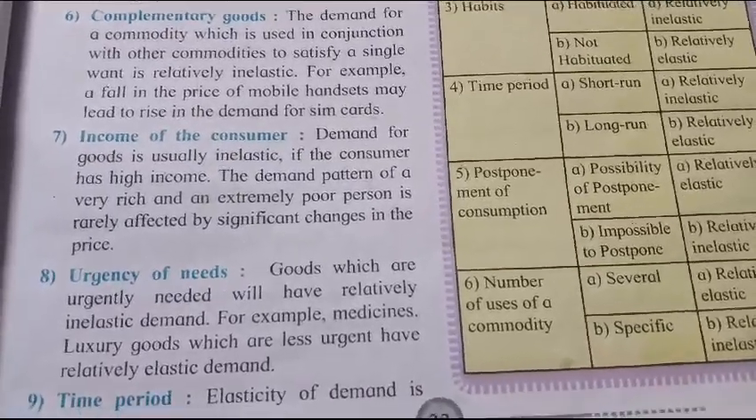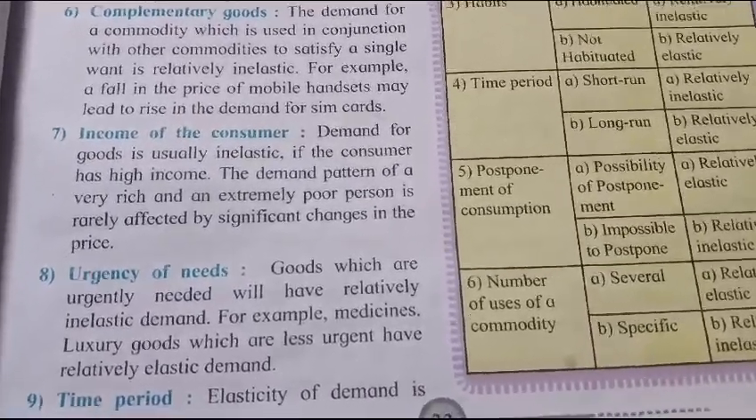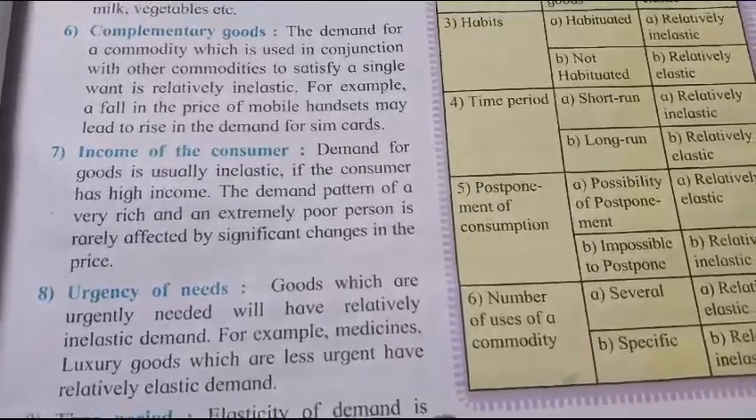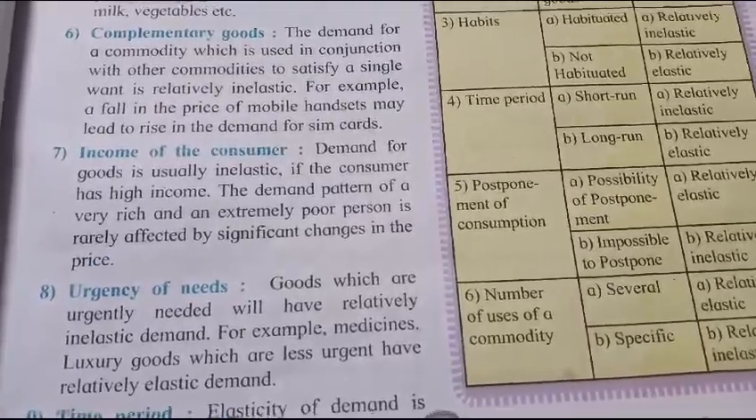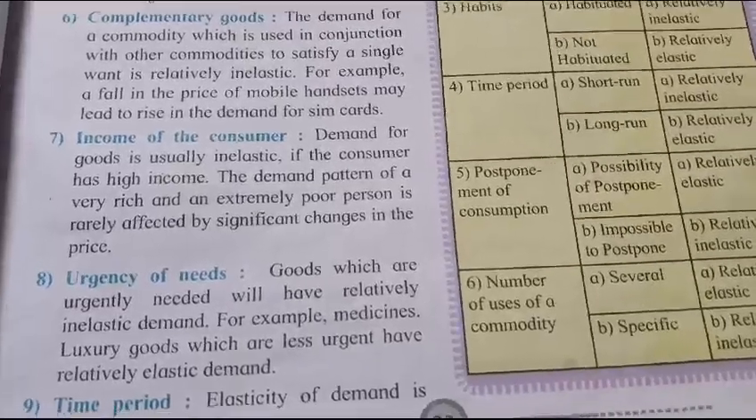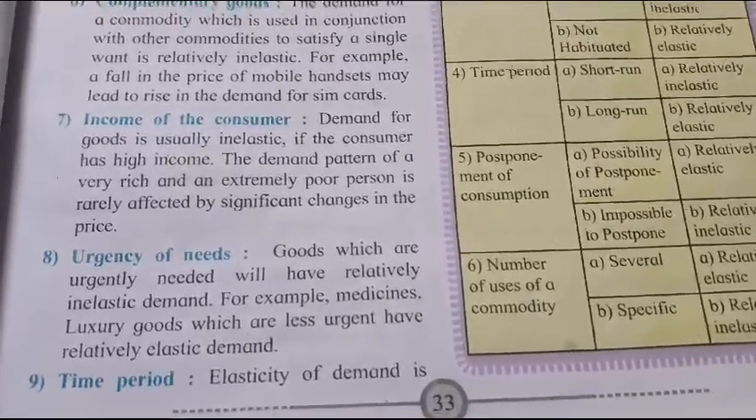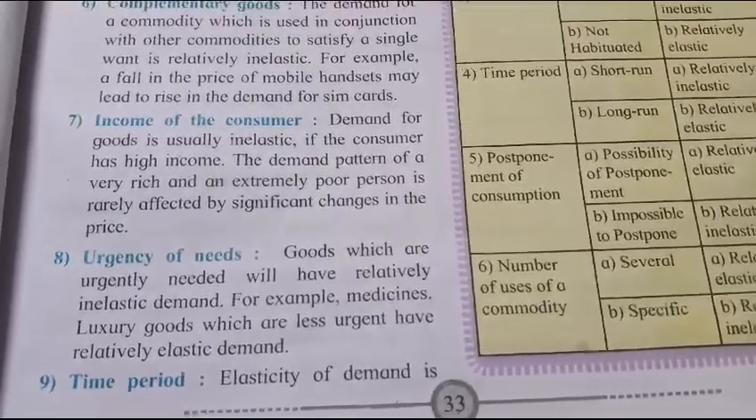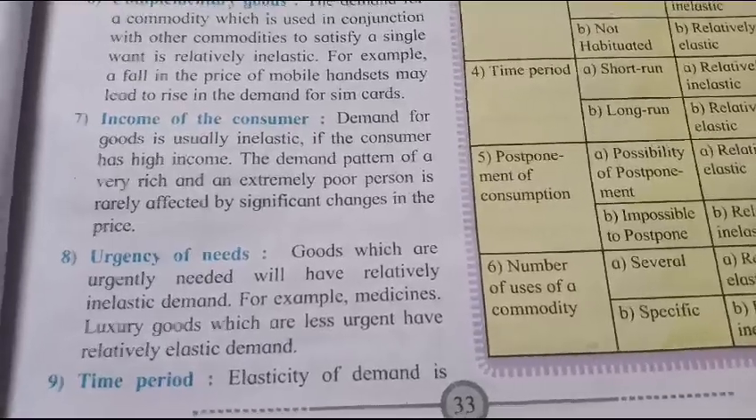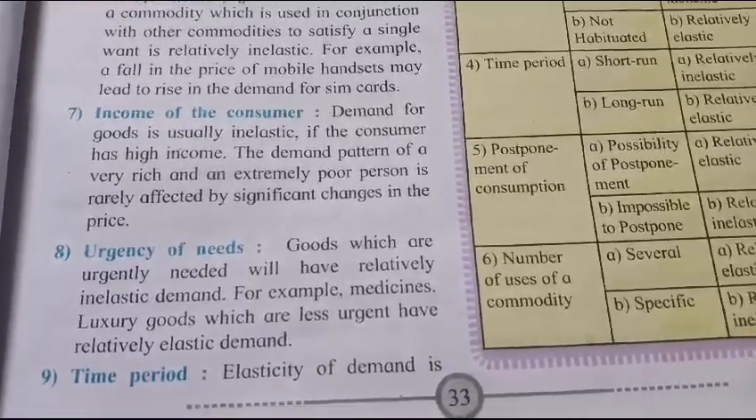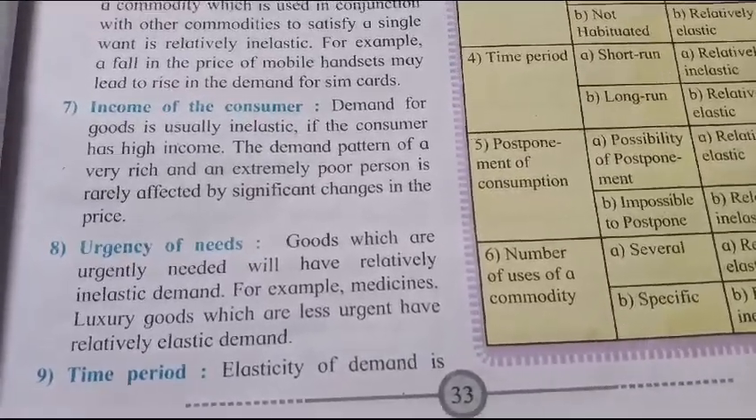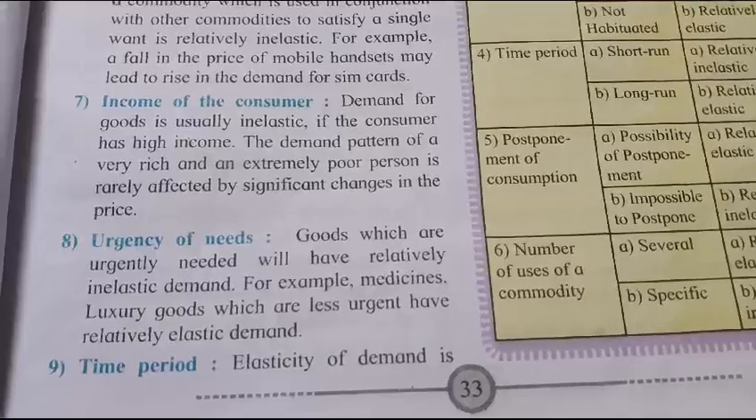Sixth, complementary goods. The demand for a commodity which is used in conjunction with other commodities to satisfy a single want is relatively inelastic. For example, a fall in the price of mobile handsets may lead to rise in the demand for SIM cards. Seventh, income of the consumer. If the consumer has high income, the demand pattern of a very rich and an extremely poor person is rarely affected by significant changes in the price.